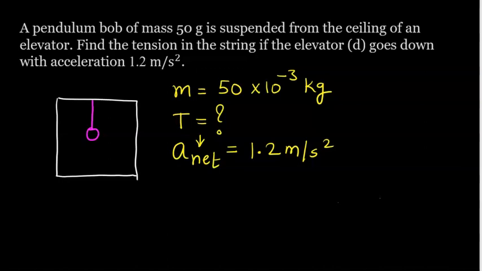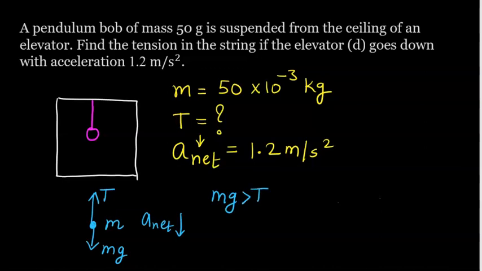Now let me draw the free body diagram again. Let me draw it over here. This is the mass m, the upward force is T, and downward force is force due to gravity, which is mg. Now the net acceleration is downwards, so that means mg is greater than T. So we will have mg greater than T. So that means mg minus T is equal to ma. So now the tension T will become again mg minus ma.